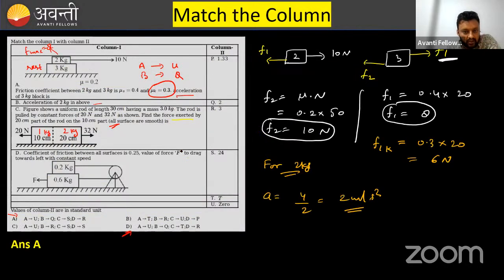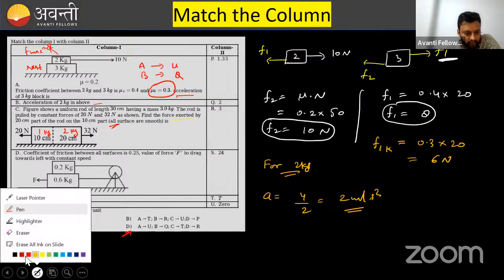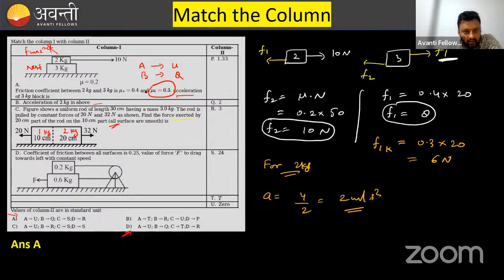We can check another option. That means option S. So we can say A, B. For option C, it is coming out to be option S.